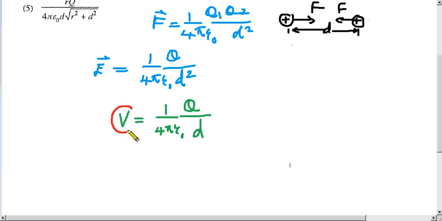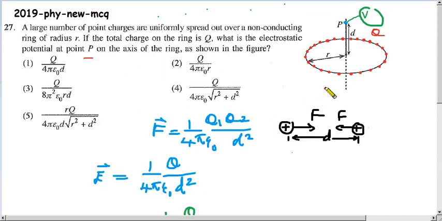So what is this V? Is it a vector or a scalar? It is a scalar. Why do we say so? What is the definition for V? What is the definition for potential at a point?